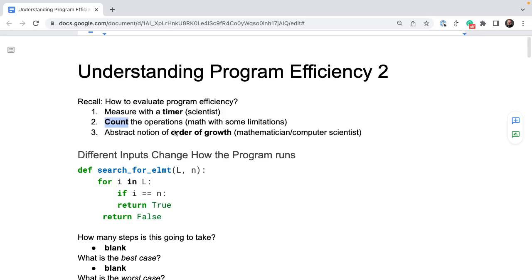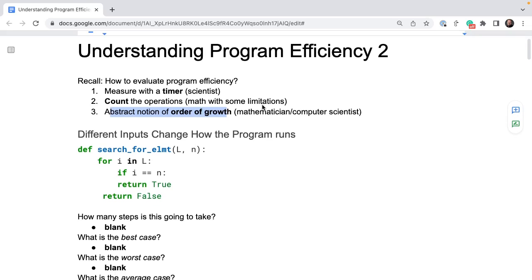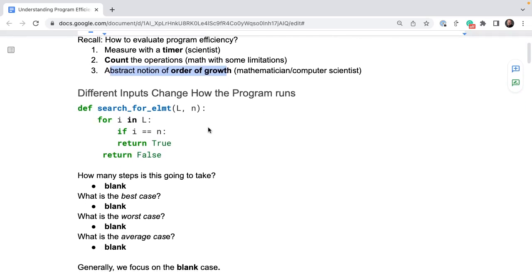Remember, it also had issues with implementation. For versus while: a while loop sometimes will take more steps because you have to manage other variables. It also had things like, what if you had a temporary variable you're using for debugging? So when you're counting operations, there are slightly different implementations. That leads us to the last thing we're going to explore today, the abstract notion of order of growth. This is what the mathematician or the computer scientist uses to understand if their program is efficient.